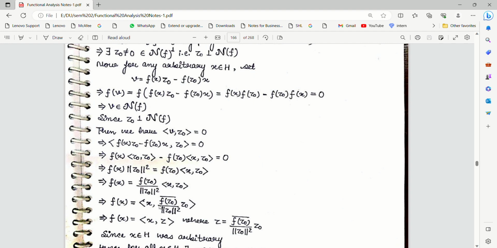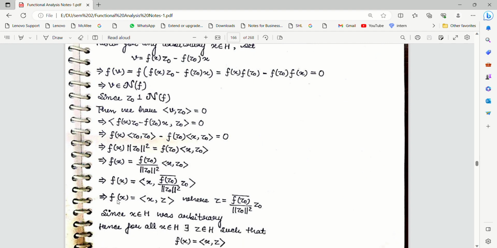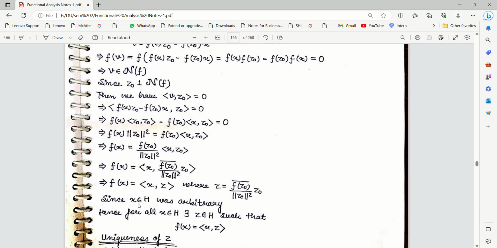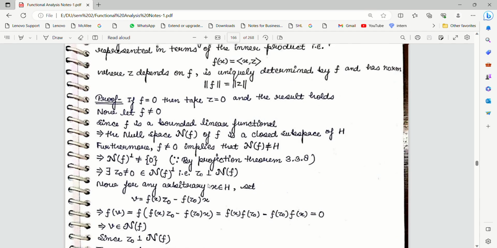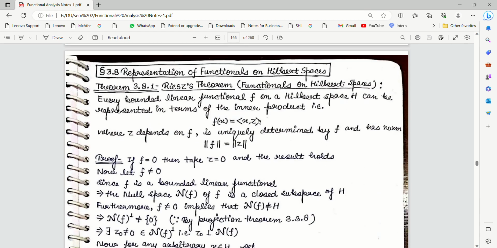So if we take the whole quantity as z, we have shown that for f(x) there exists z such that f(x) can be written as the inner product of x and z. Now x was an arbitrary element we have taken from H. So for all x belongs to H, there exists z belongs to H such that f(x) can be written as the inner product of x and z. Now it remains to prove that z is unique and norm of f is equal to norm of z.